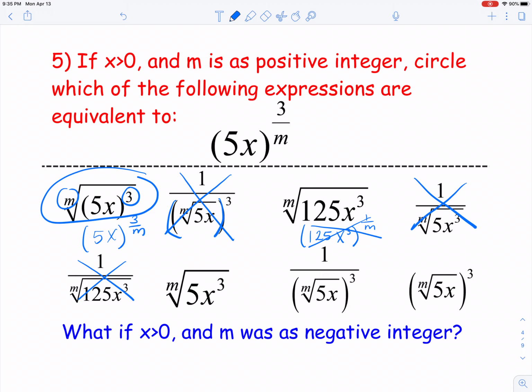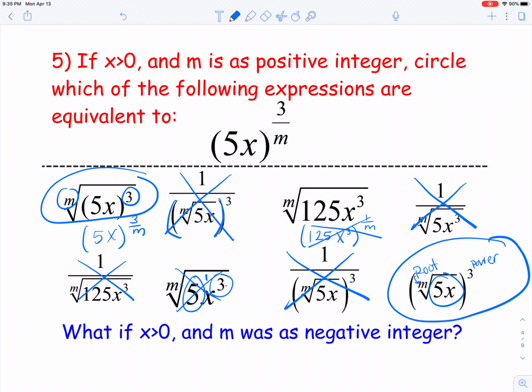The following one is just raising the x to the third power, not the 5. So the x is being raised to the power over root of 3 over m, but the 5 is only being raised to the 1 over m power. No good. Next one has it on the denominator. It would be a negative exponent. No good. And the last one, the whole thing is under the radical, so the whole thing has a root of m and a power of 3. So this one is the same. It has the 5x being raised to the power over root 3 over m.